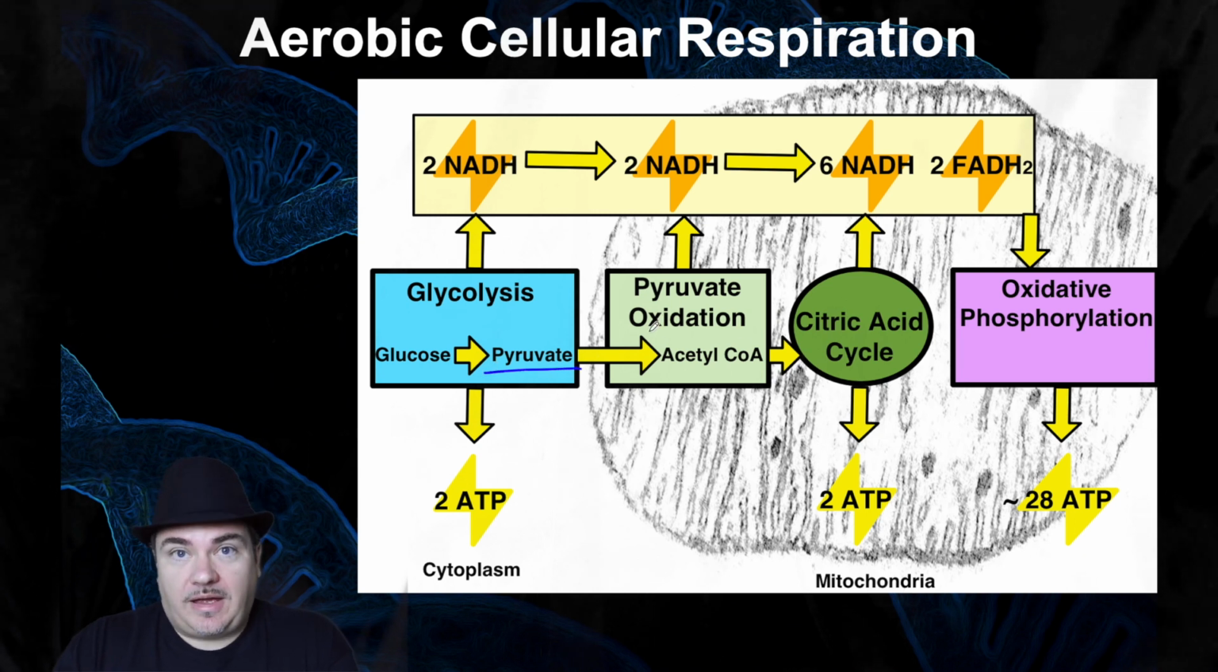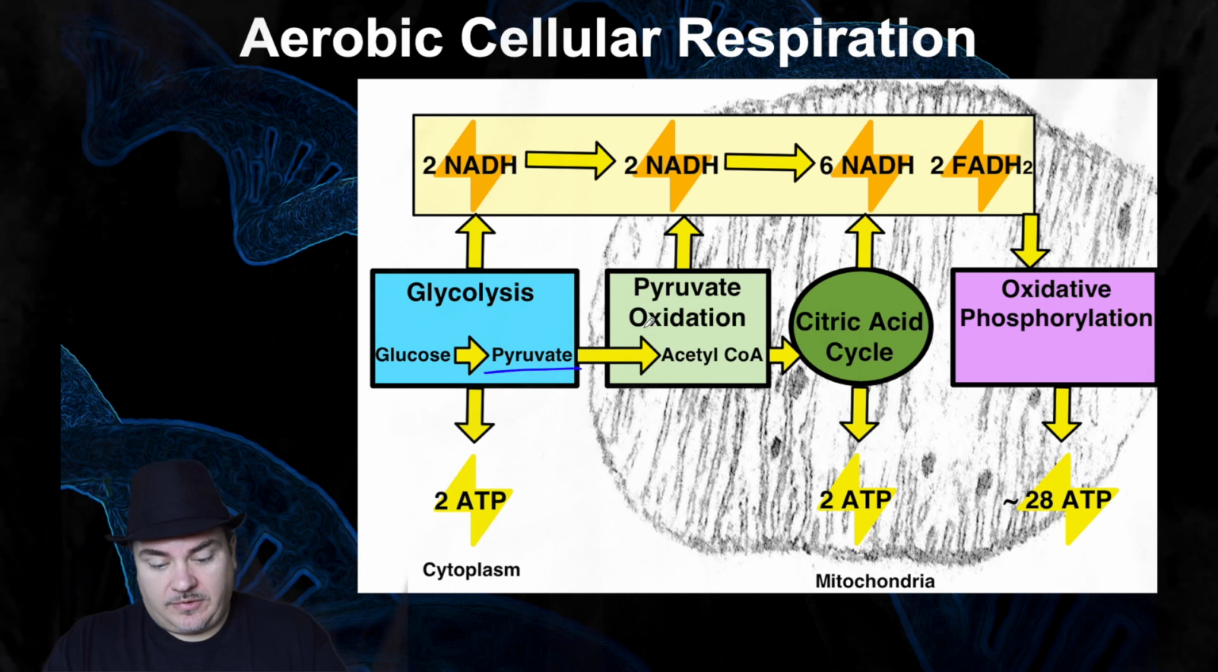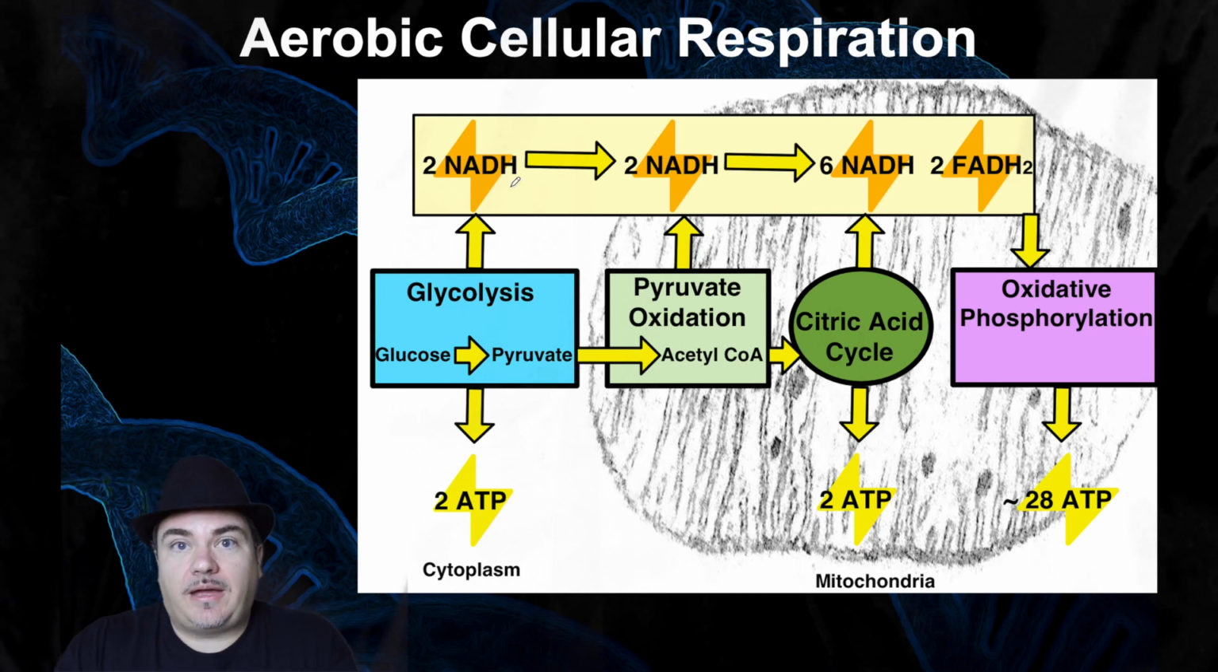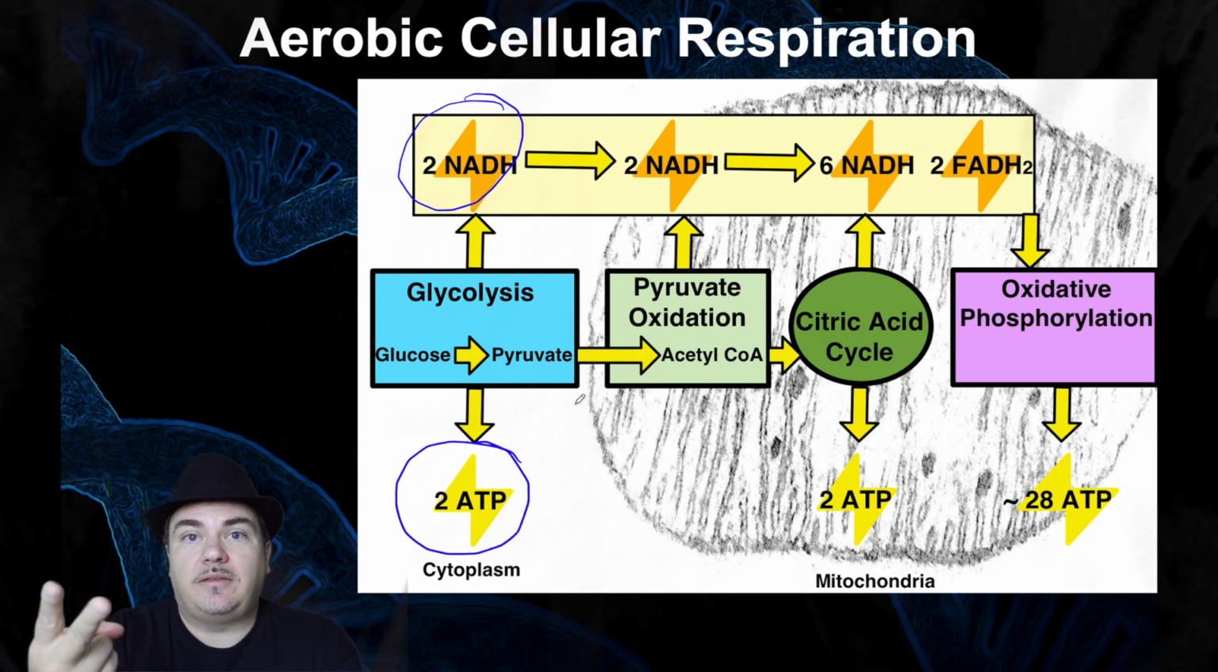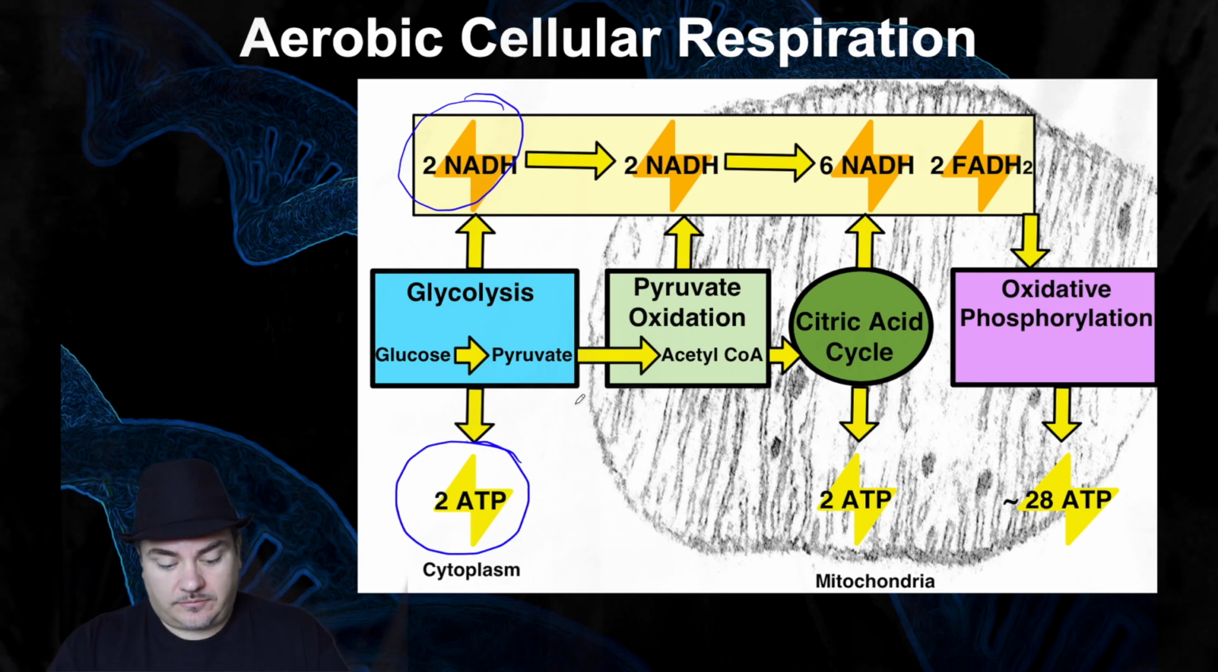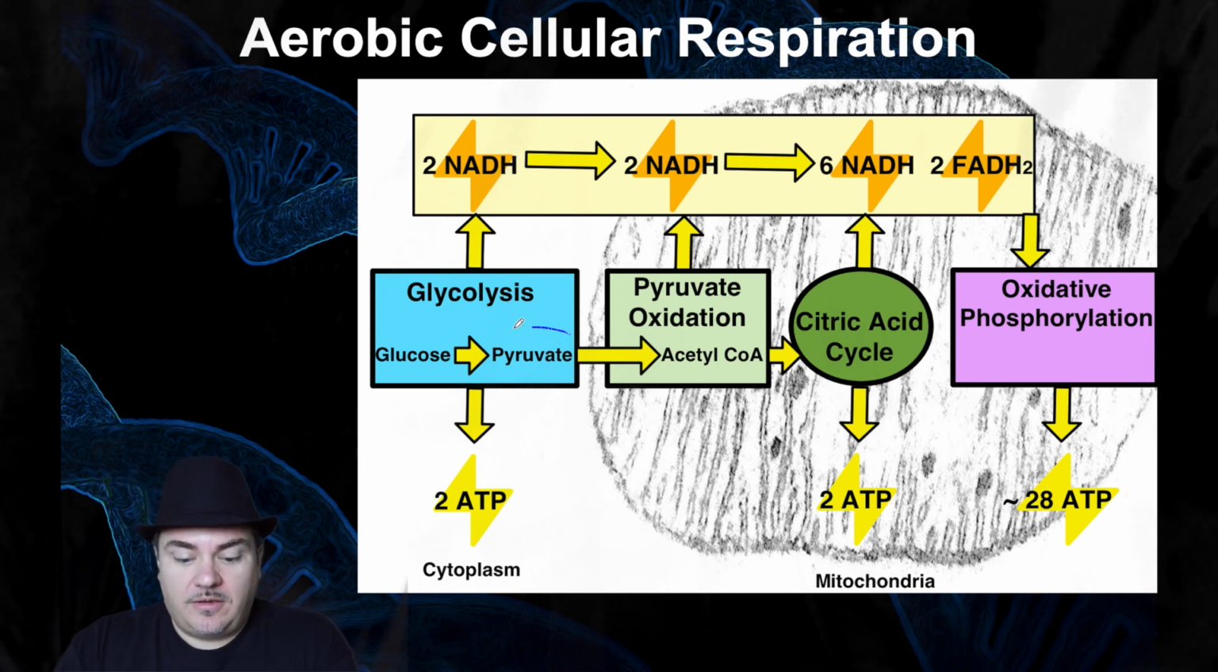Since it's breaking something down, it's also going to be releasing energy. That energy is going to be captured to charge up some batteries: 2 NADH molecules and 2 net ATP molecules. Remember, it's 2 net because you have to spend 2 to get 4. Then you end with pyruvate. Pyruvate is still storing a lot of energy.